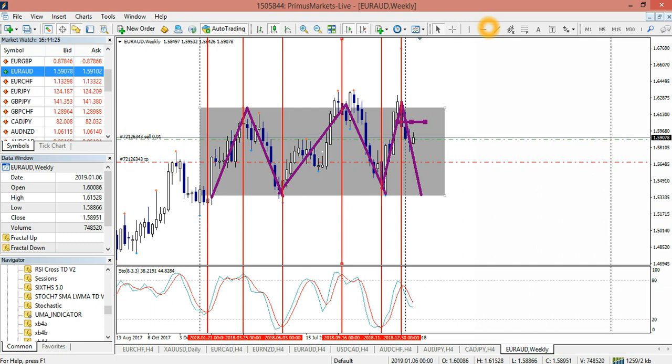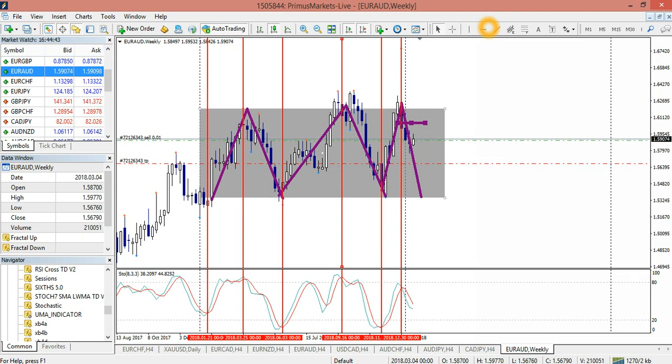And if you only bought when price was at the bottom of consolidation, and only sold when price was at the top of consolidation, you would have been fine. But you can determine when you're going to go into the trade using this indicator.